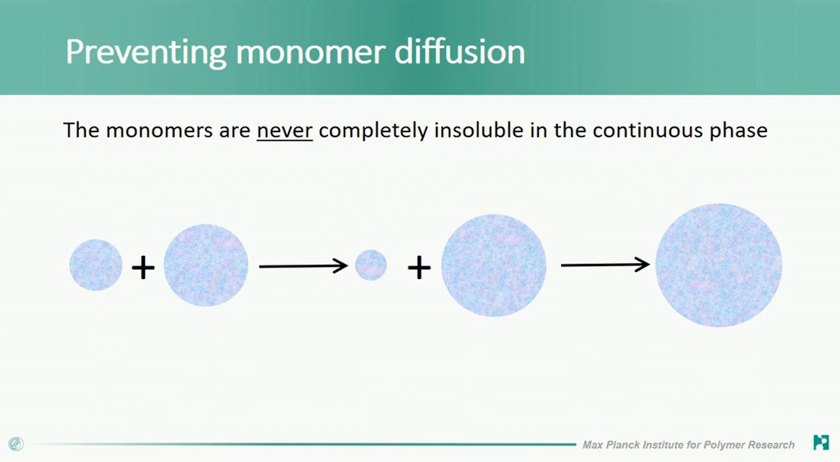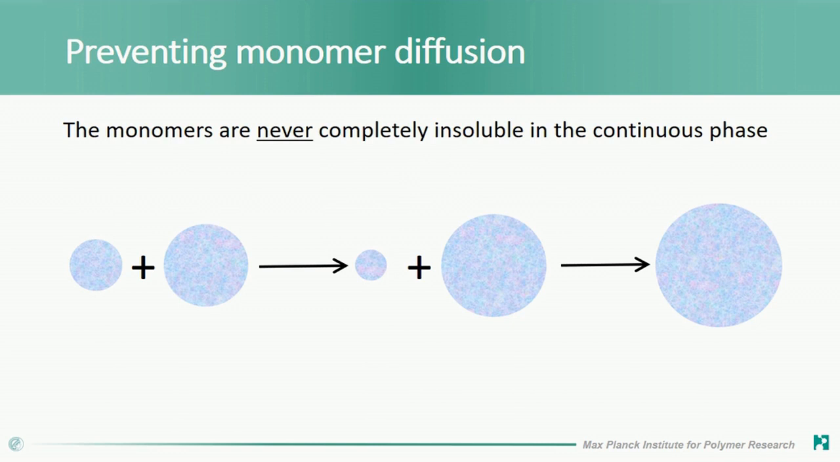The monomers are never completely insoluble in the continuous phase. Even when you use fluorinated monomers, it's still slightly soluble. It's an equilibrium. You don't need a high solubility to have problems with Ostwald ripening. You just need one out of one million to be a little bit soluble to be able to diffuse, and it's the start of the problem, especially when you have a size distribution of particles or droplets, because the small particles will diffuse faster, and the size will reduce, and eventually they will completely merge.